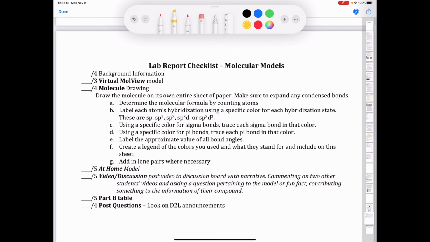As always, before you submit your lab, you can check the lab report checklist to make sure you have everything complete. The only thing you don't have to complete from this checklist is the at-home model and the part about videos. But the rest of it is going to be included in your report. And that's what you need to complete for lab number 8, the molecular modeling home lab in Chemistry 111.